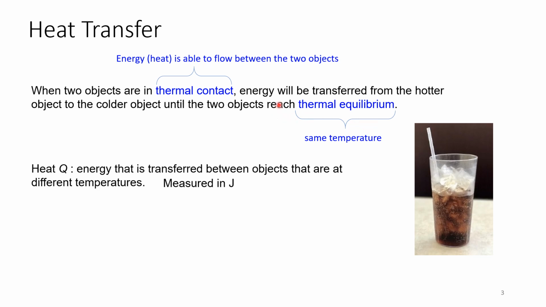This spontaneous transfer of energy due to a temperature difference is called heat Q, and its SI unit is joule. Q is a scalar, but it could be a positive or negative value. When heat goes into the system of interest, Q is positive. When heat goes out of the system of interest, Q is negative.